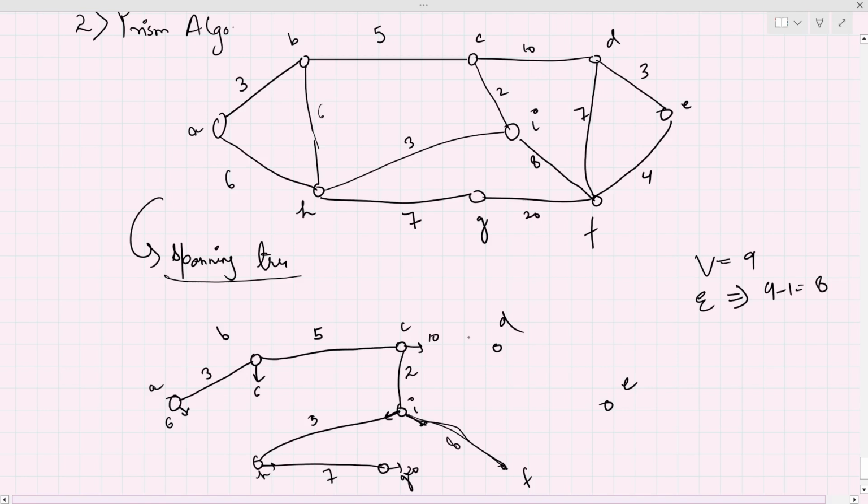Now we have two options, from F to D or from F to E. F to D and F to E. From C we can go there, but the weight is 10. From F to D, the weight is 7.